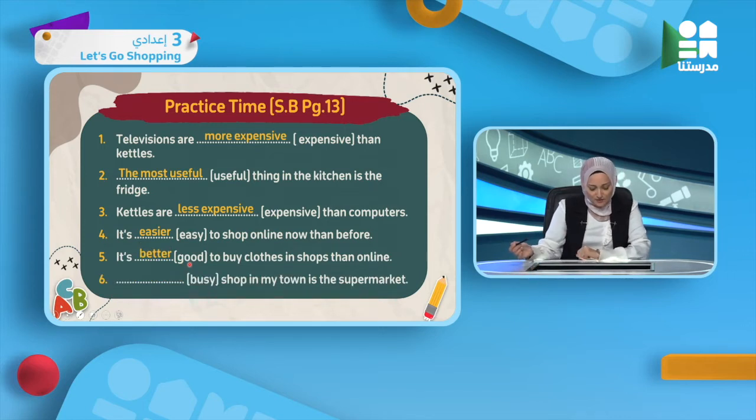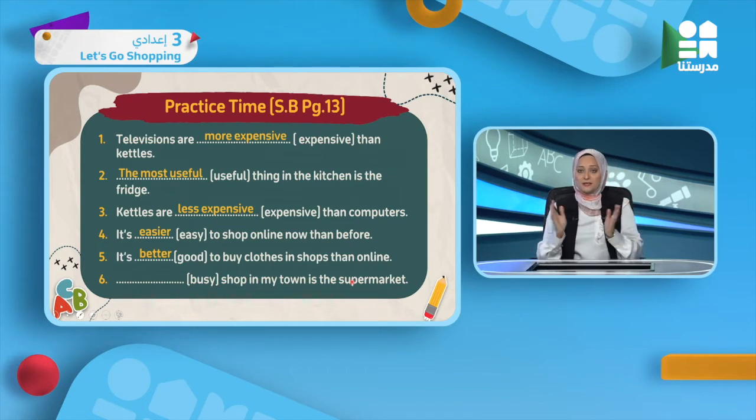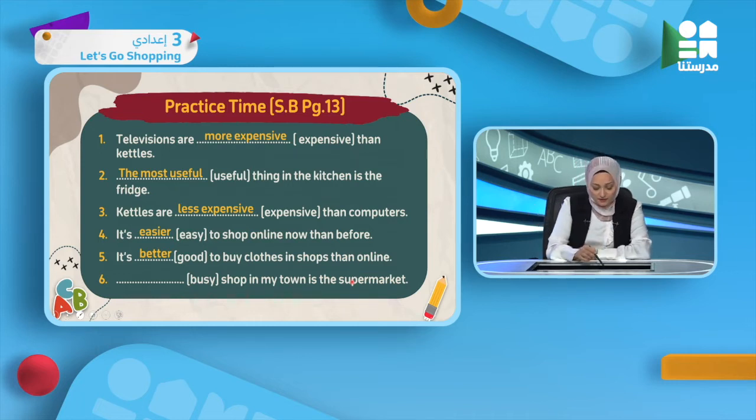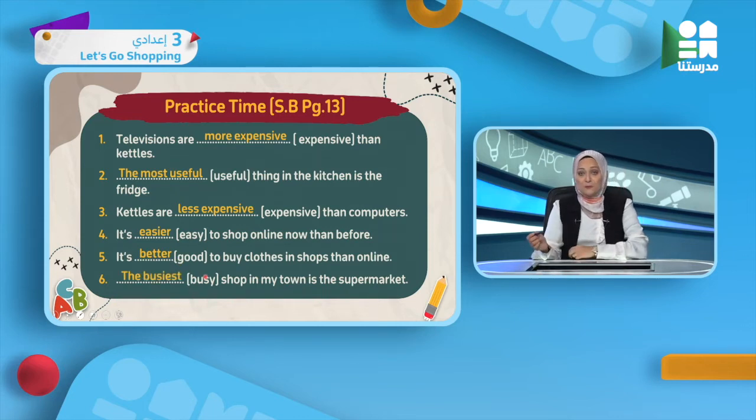The last example, the busiest shop in my town is the supermarket. يعني I'm comparing between the supermarket and all the other shops in the town. فهنا supermarket وكل shops. So this is the superlative form. And the same thing just like easy. I have y and I have a consonant. So what do I do? I cross out the y and in the superlative form I add IEST. So the busiest.